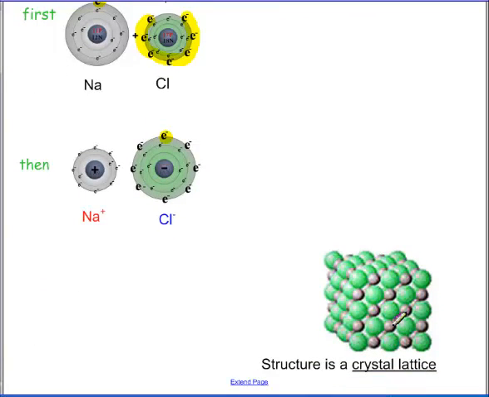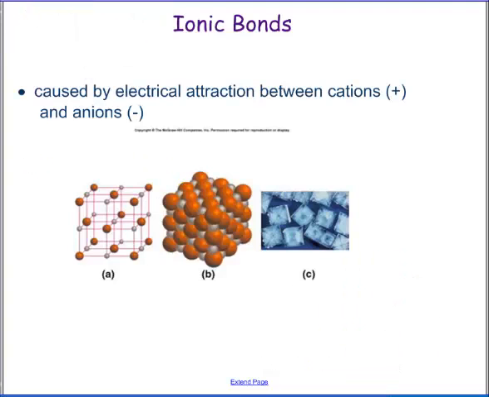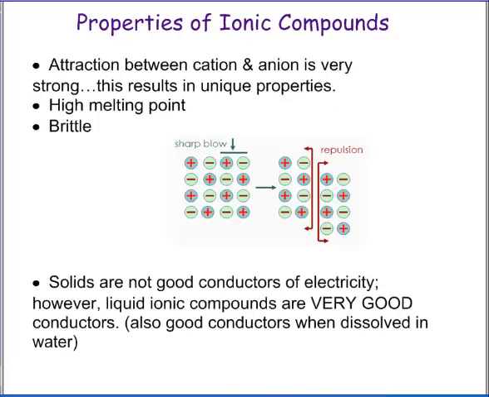In fact, they're attracted to each other in what we call a three-dimensional structure called a crystal lattice, and we'll talk about this structure in just a moment. So in general, ionic bonds are caused by the electrical attraction between cations and anions that form when electrons are transferred from one atom to the next. And there's a couple different representations of those crystals here. Because of this crystalline structure, we have some unique properties which you'll need to record.